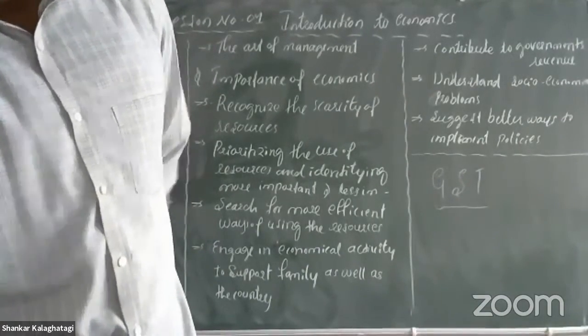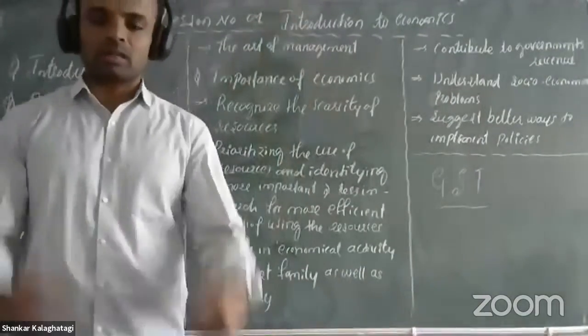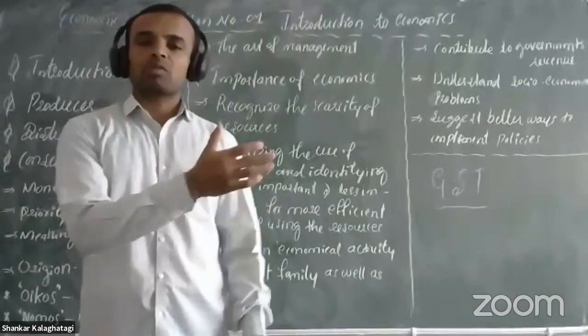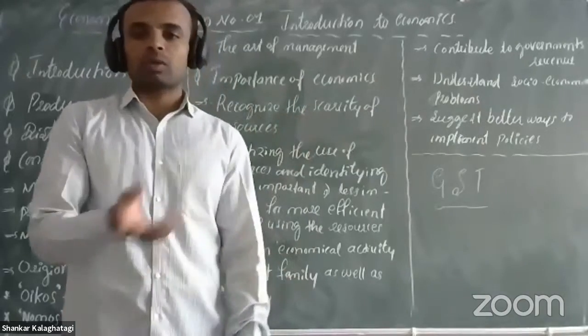Okay, we have produced here. Just consider we are the producer or the manufacturer. We have produced goods, manufactured goods. What do we have to do with those goods now?